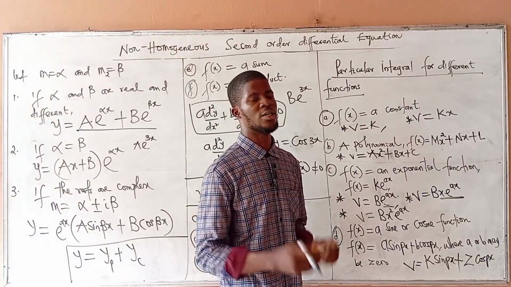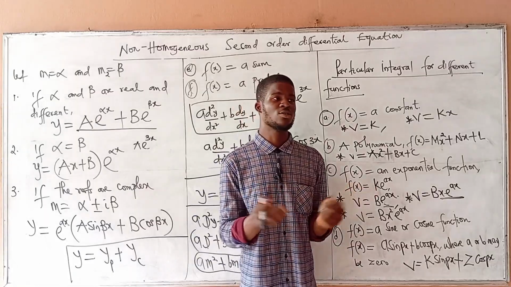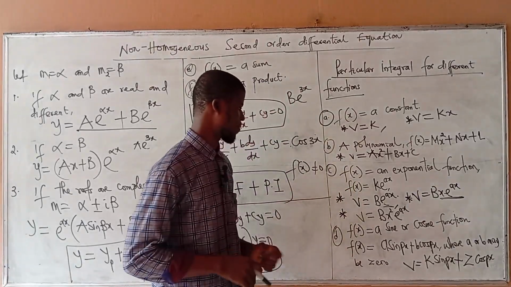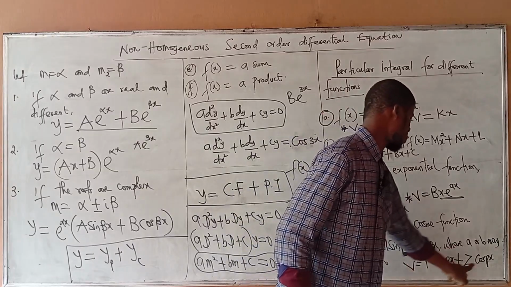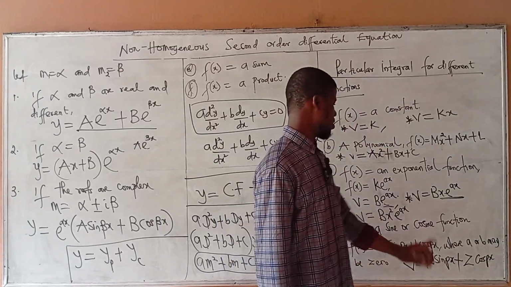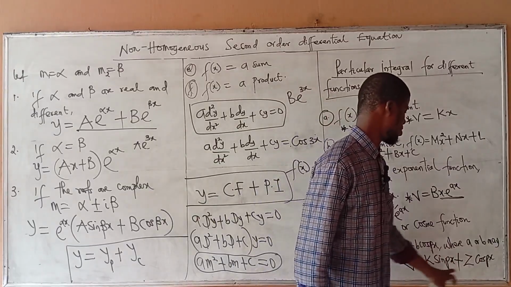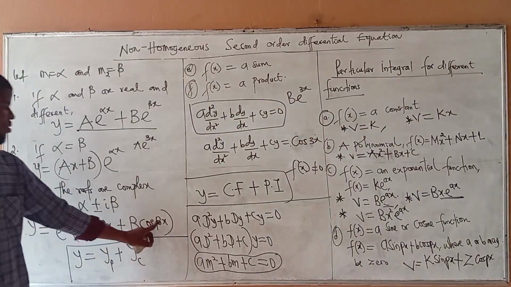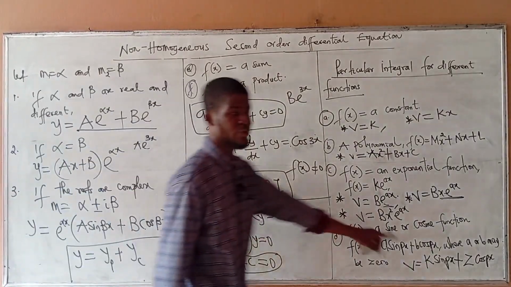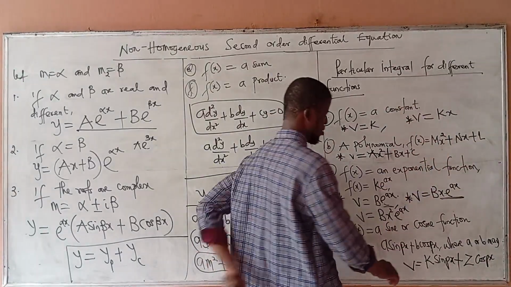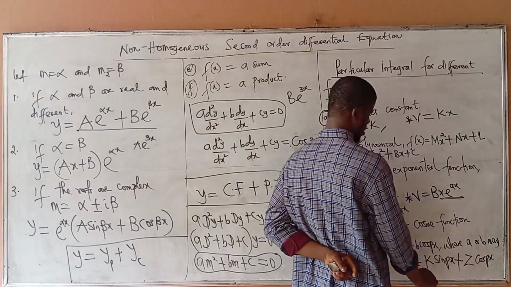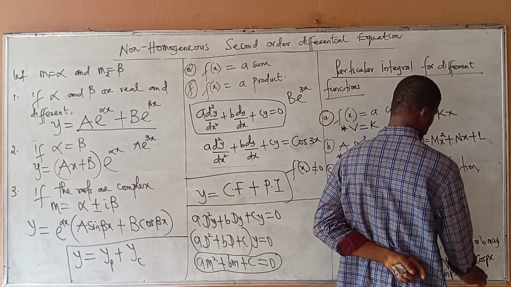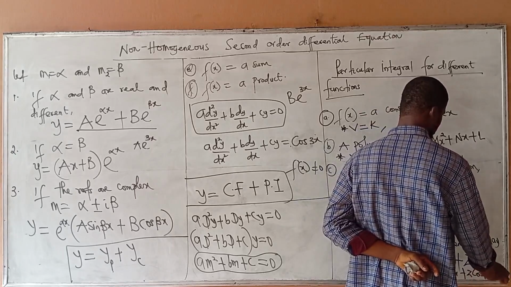Most times these special cases are not common, but it actually depends on the examiner, the exam you're writing. Okay. So if this appears in the complementary function, yeah, we can have something like that. You get it. If it appears in the complementary function, then the particular integral will be y equals, just multiply this by x: x into k sine px plus z cos px. That's it.